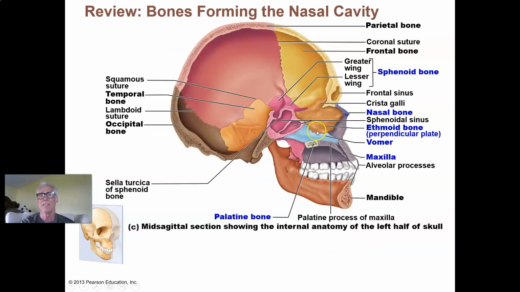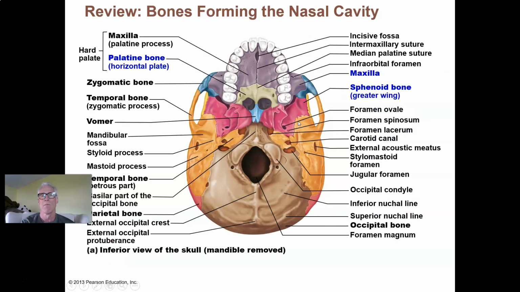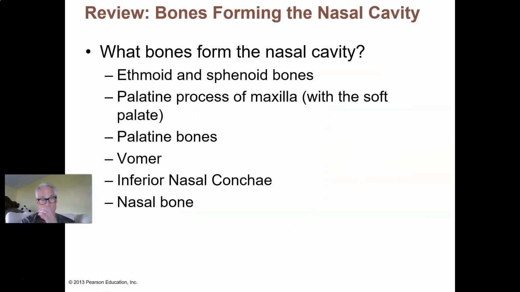You can see in this drawing the maxilla forms part of the floor of the nasal cavity, the palatine process, and then the palatine bone forms more of the floor of the nasal cavity. We can here again see the vomer a little bit better, and the perpendicular plate of the ethmoid bone. The sphenoid bone has some contribution there. And here's just another inferior view: palatine process of the maxilla, palatine bone, vomer, sphenoid. I just listed them out here so that you make sure you caught them all in that quick review.